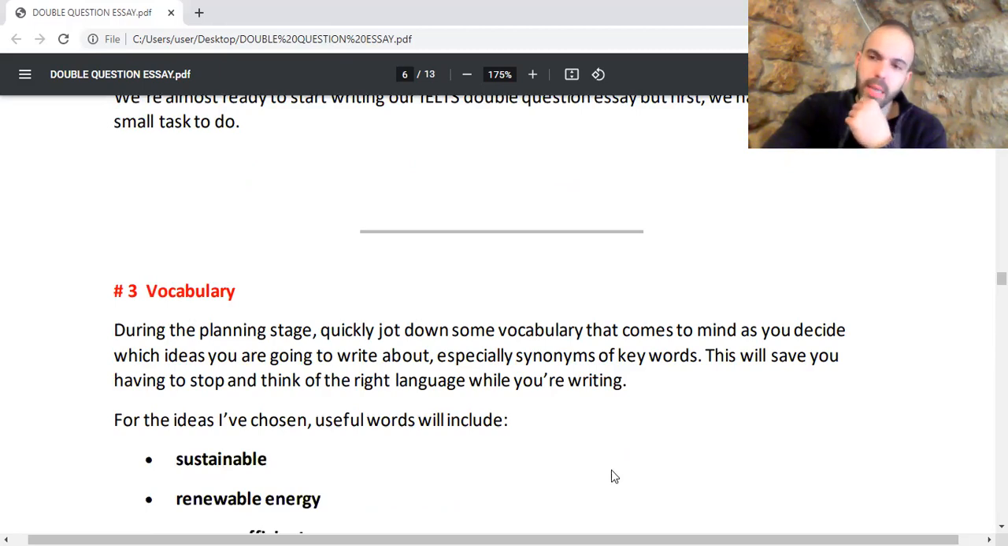During the planning stage, quickly jot down some vocabulary that comes to mind as you decide which ideas you are going to write about, especially synonyms of keywords.